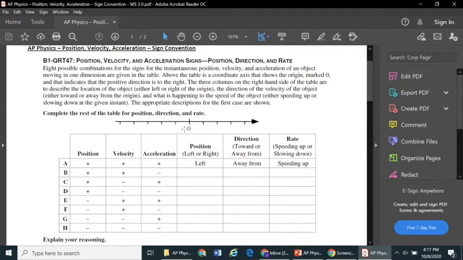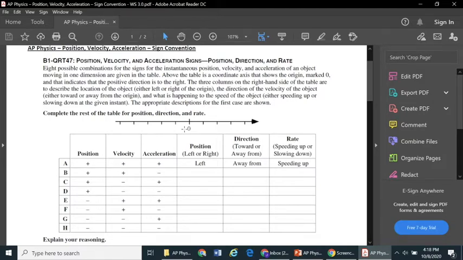On this problem, it says 8 possible combinations for the signs for the instantaneous position, velocity, and acceleration of an object moving in one dimension are given in the table. Above the table is a coordinate axis that shows the origin, marked 0, and that indicates that the positive direction is to the right. Notice there you're showing that arrow moving to the right.